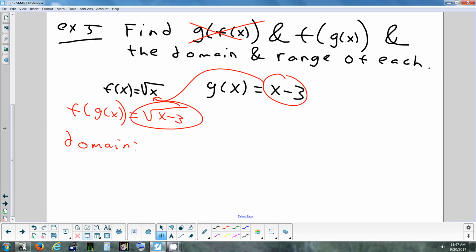Domain. Start with the inside function. Look at g of x. Is there any value you cannot plug in for x in g of x? Mike? Nope. You can take any number you want and subtract 3. You only have to be careful with square roots and division. If it doesn't have that, you're good. So there's no restriction from the inside function.